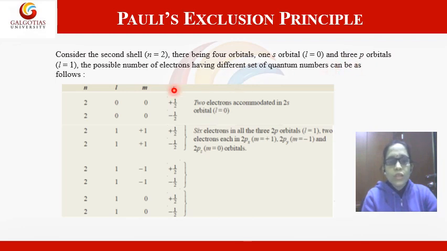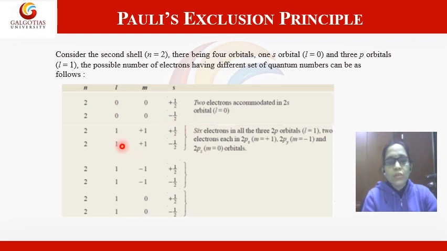So what is the value of m? If we consider this 2s orbital, which has 2 electrons, then n, l and m values are similar: 2, 0 and 0. But there is variation in the value of the spin quantum number. One is plus half and another is minus half.